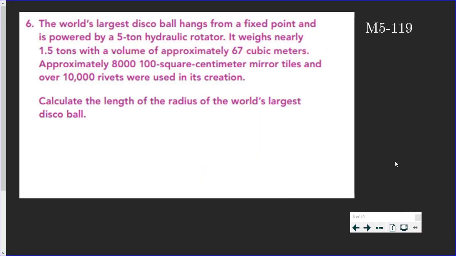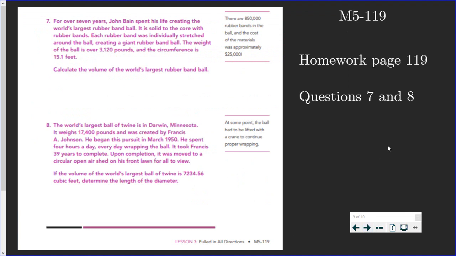All right, you guys have done really well with all of this, finding the volume today. Your homework for today is to finish page 119. We just did question 6, so you're going to do questions 7 and 8 for homework. In question 7, you're calculating the volume. In question 8, the volume is given, and you need to determine the diameter, so you're going to have to work backwards on that one. All right, good job today.